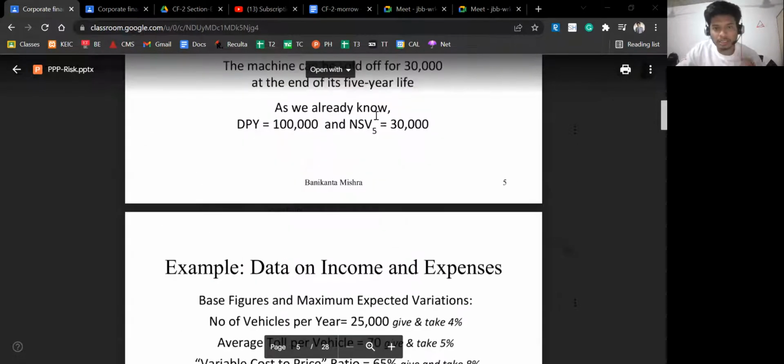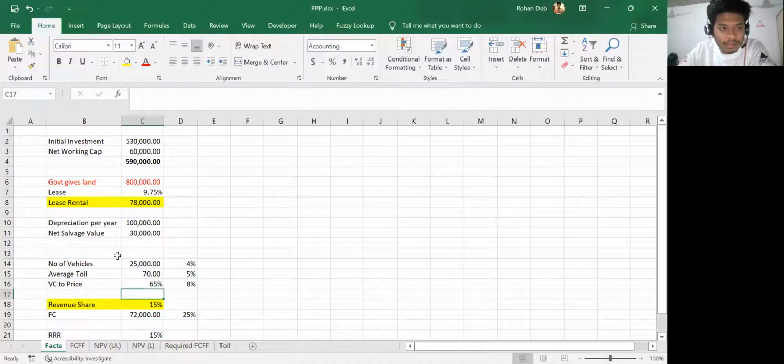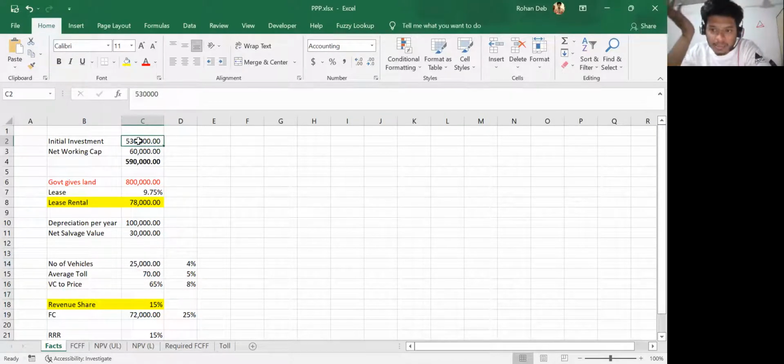For the rest of the thing, I'll just go back to my Excel where I've basically written down the facts of the case. So these are the facts of the case. Initially, we are investing 5,30,000. So visualize this. We are making a highway, for which we'll need 5,30,000. We need 60,000 as working capital. So total investment comes to 5,90,000.